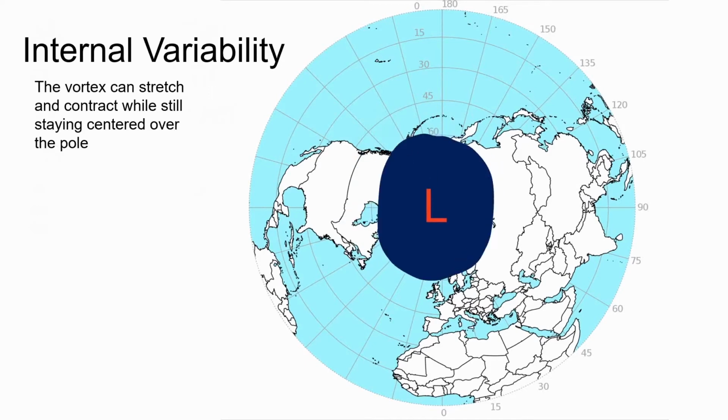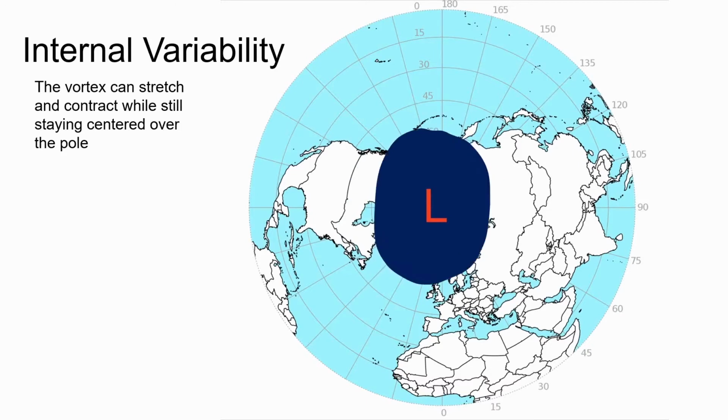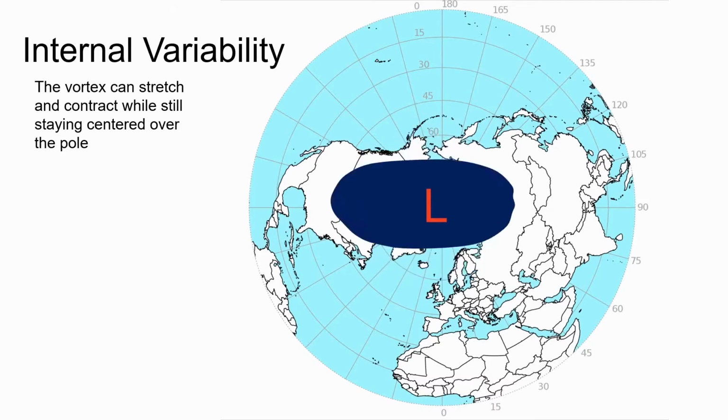The vortex doesn't always need to be pushed in order to shift its shape or location. There is a certain amount of internal variability in the polar vortex that allows it to maintain its strength but still expand and contract over the high latitudes, as seen here.